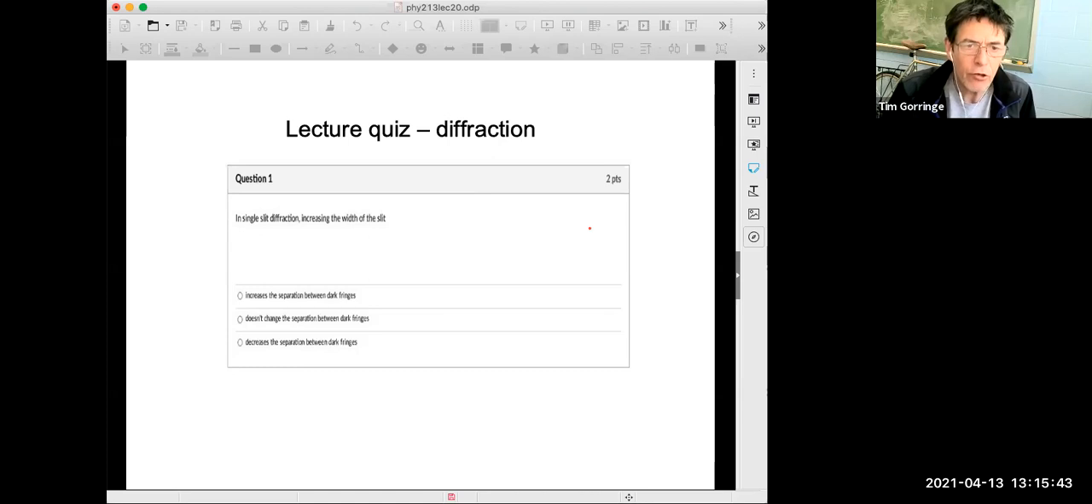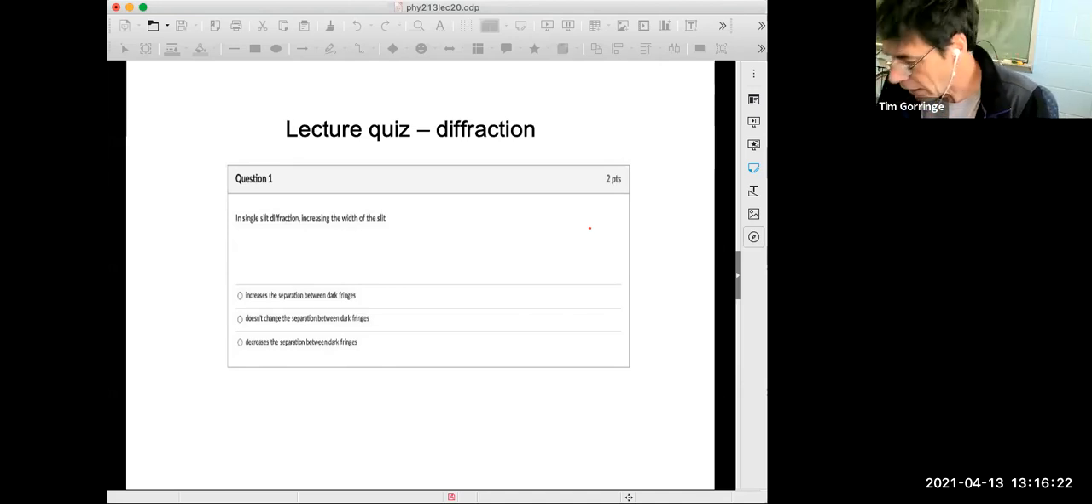Well, when you increase the slit width, what happens is the pattern shrinks. The distance between dark fringes gets smaller. The distance between bright fringes gets smaller. So increasing the slit width decreases the pattern. We saw that in the video. In the video, I actually first decreased the slit width and the pattern expanded, and then I opened up the slit width, the case in this quiz, and the pattern shrank. The distance between fringes shrank. Okay.